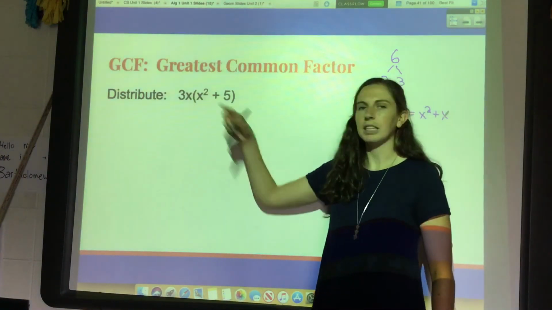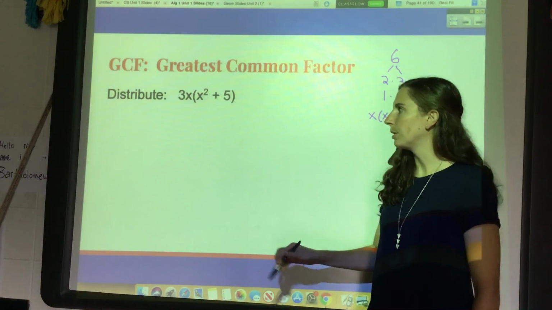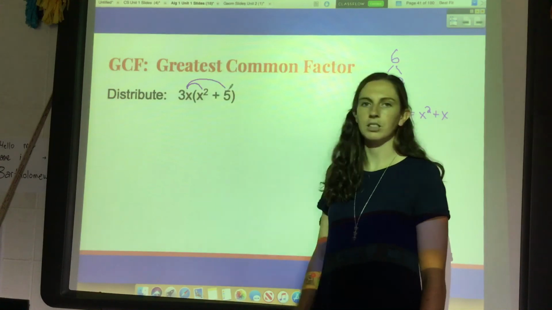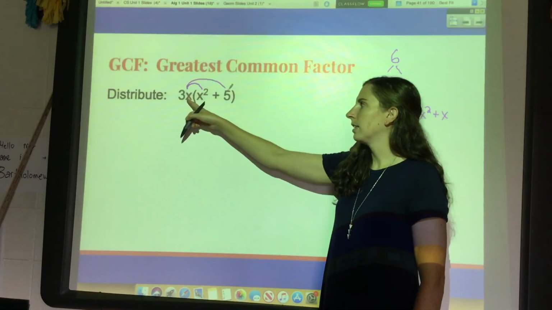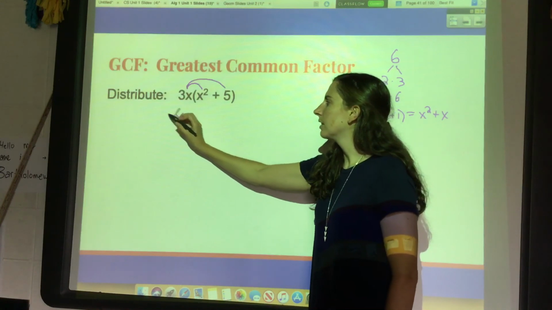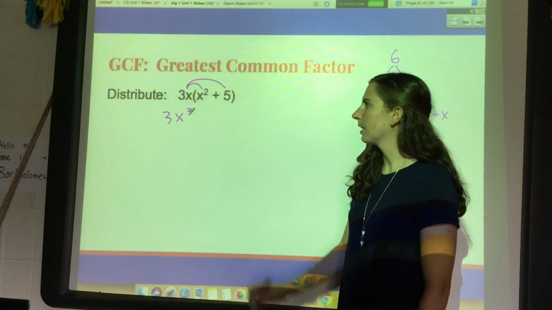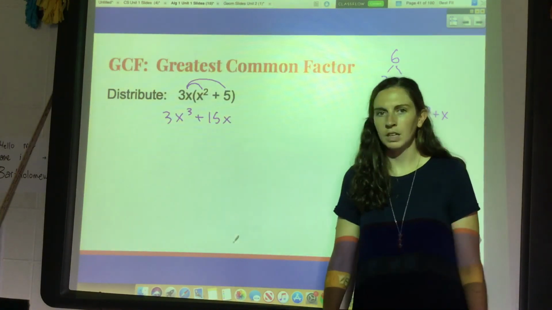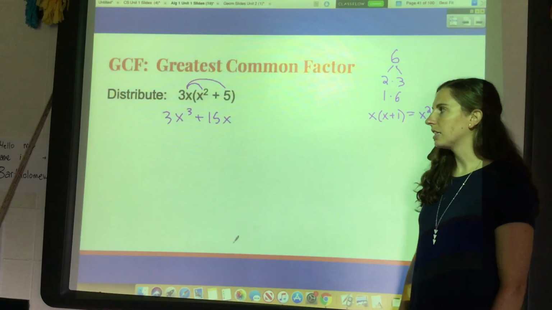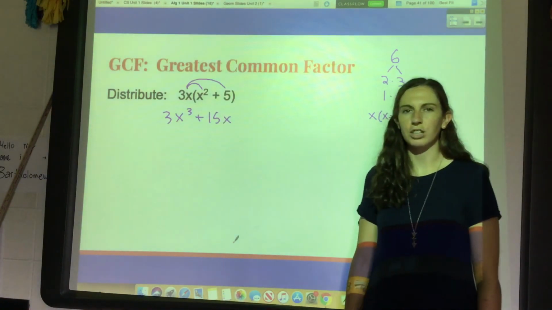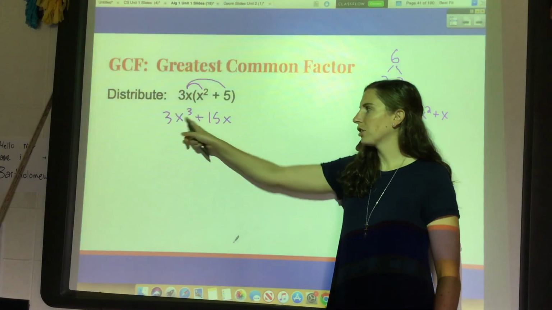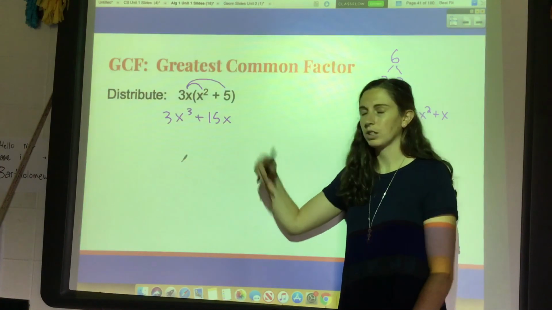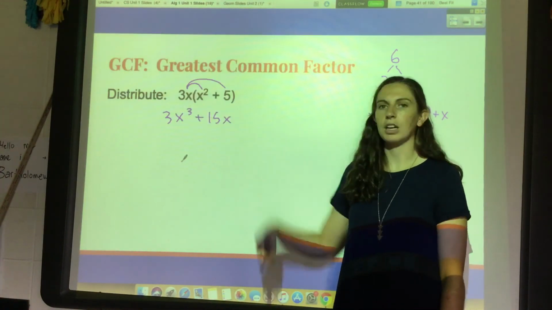So what we're going to be talking about is the GCF, and as a little intro, I want to just distribute this out really fast. So remember, when you distribute, you take what's in front and you multiply it by all these terms. So 3x times x squared is 3x cubed, and 3x times 5 is 15x. So factoring out a GCF is basically backwards of what I just did. It's taking this expression and pulling a number out from both of the terms, or all of the terms, and bringing it to the front.